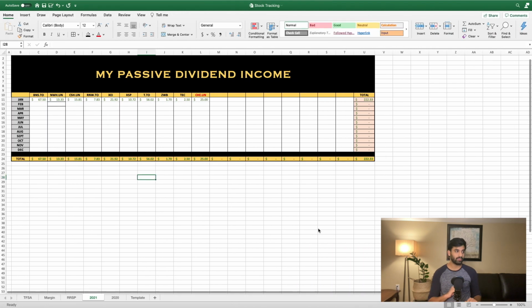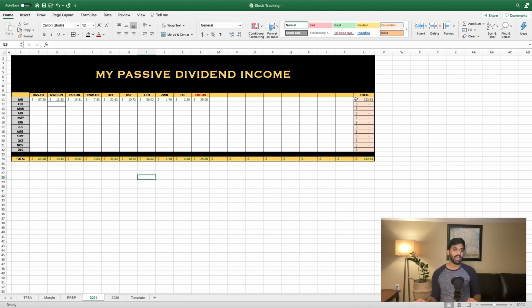Now let me show you an example of my own personal dividend tracker. So in the month of January so far, I have gained about $222 in dividends. And these are the stocks where I gained my dividends from. So obviously going into next month, I shouldn't be expecting anything for Bank of Nova Scotia.